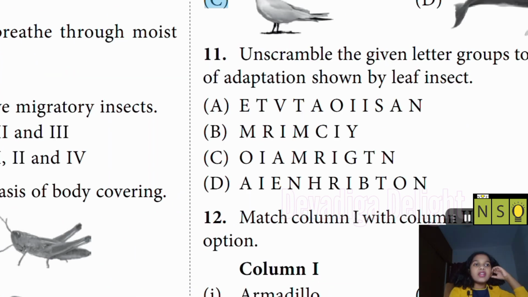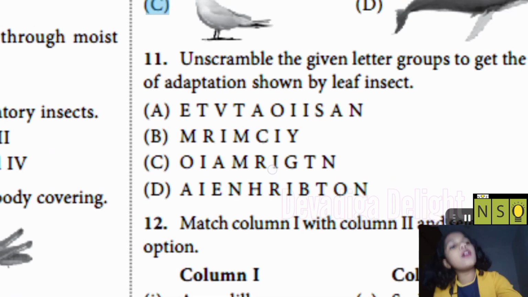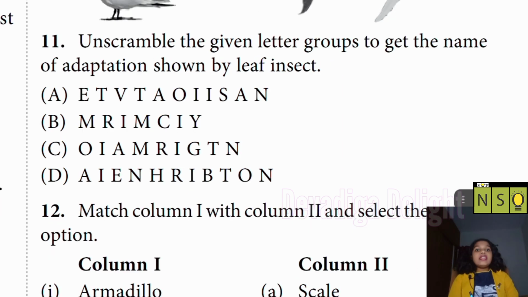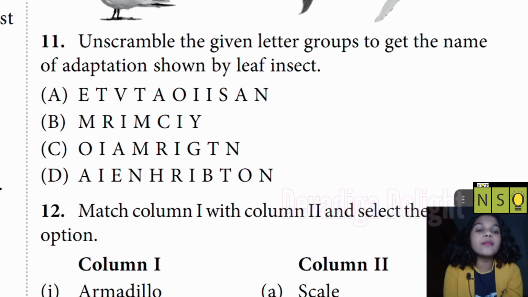Next, scrambled letters are given in groups, and we have to get the name of the adaptation shown by the leaf insect. If you know, the leaf insect's adaptation is mimicry. Now if you see all at once, the first one is estivation, the second one, B, is mimicry, and the third one is migration.